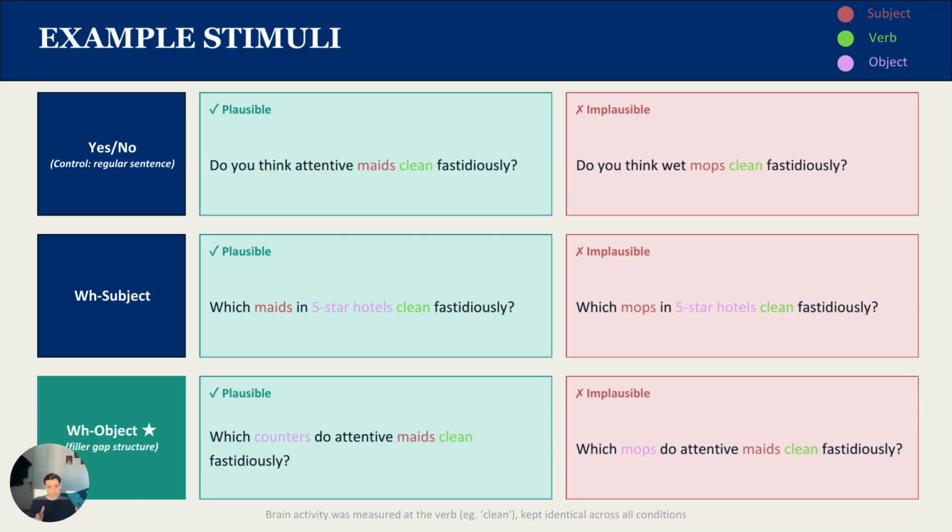For example, which counters and then clean is right towards the end of the sentence. So the participant must remember the object and connect it to the verb later on. This is the key manipulation.